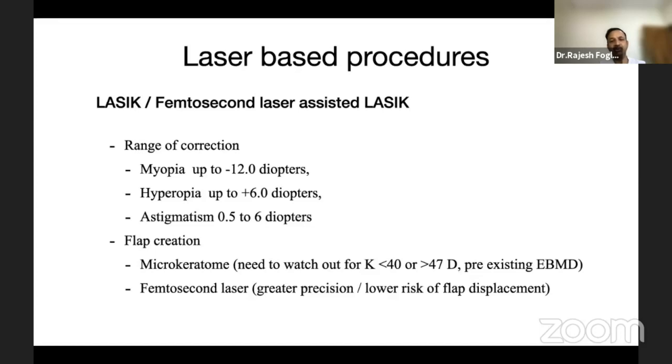In clinical practice, we do up to +3, because higher than that, although there is an initial good outcome, we definitely see a lot of regression. Astigmatism up to 3 diopters gives very predictable results, but the correction can be performed up to 6 diopters. In LASIK, the flap can be created using a microkeratome or with the femtosecond laser. If you're using a microkeratome, you need to watch out for keratometry values which are either too flat or too steep, because if you have flatter corneas less than 40, you can have a free cap, and if you have steeper corneas more than 47, you can have an increased chance of buttonholing.